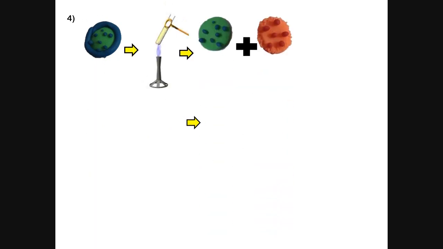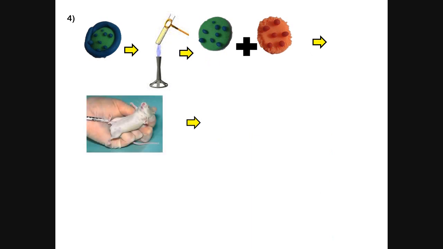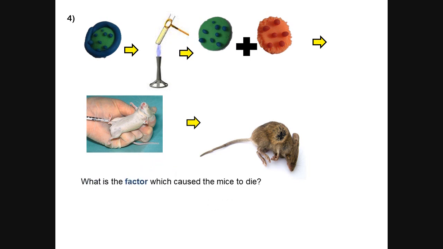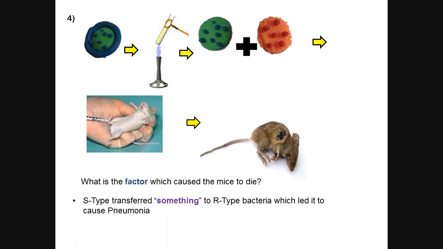Then he said, let us do one more experiment. He took R-type bacteria, the previous one with the capsule. Whatever strain he got now, he added some bacteria in it and then injected it into the mice. What happened was a surprise. The mice died. What is the factor which caused the mice to die? The S-type transferred something to the R-type bacteria, which actually caused the R-type to cause pneumonia in the mice, and so the mice died.